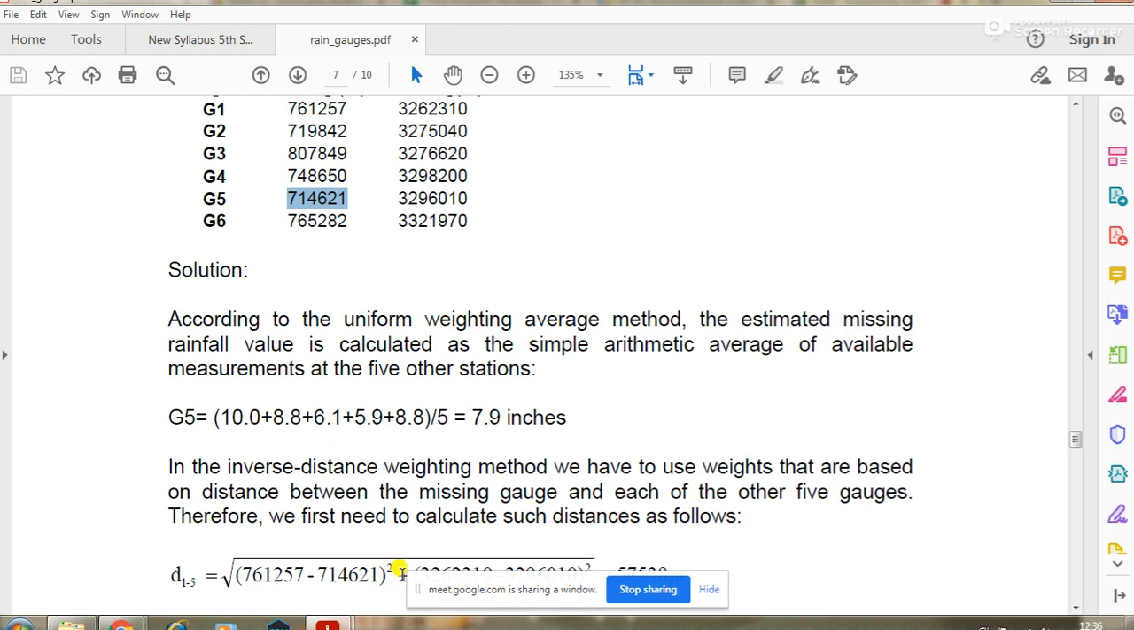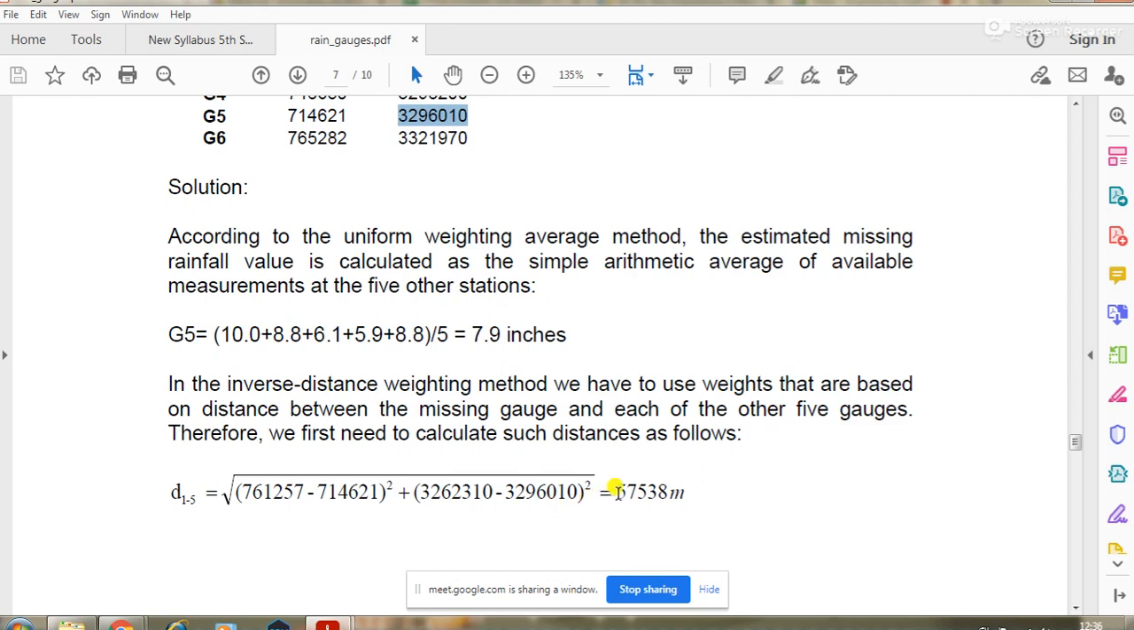Minus, whole square. And these are the northing values. So station 1's northing value is this one, minus station 5's northing value, which is this one, and the square of that. From that calculation, we get that the distance between these two stations is 57,538 meters, that is around 57.538 kilometers.